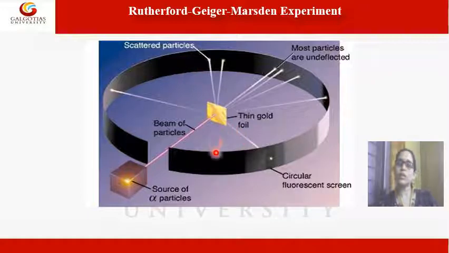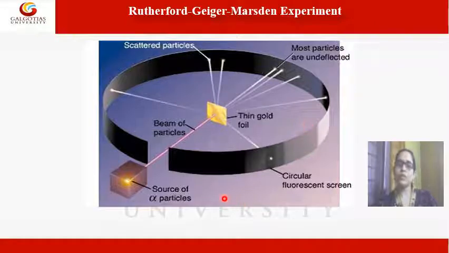Because according to Thomson's model, there is so much vacant space inside the atom. So when an alpha particle passes through matter, through a thin gold foil having different atoms, as there are vacant spaces, the alpha particle will pass through the thin gold foil and fall on the screen, and when it falls on the screen, it will show flashes.